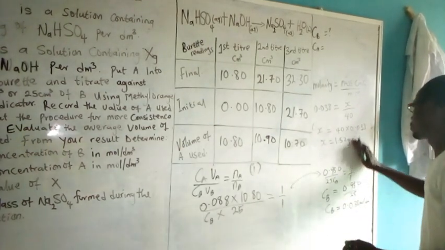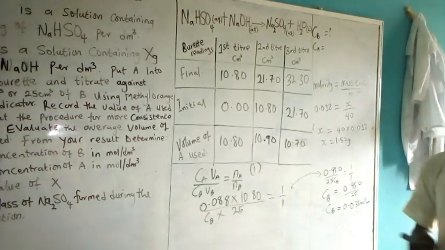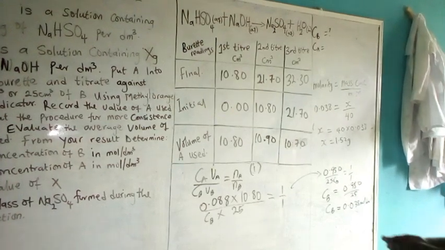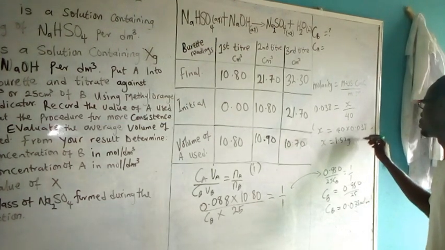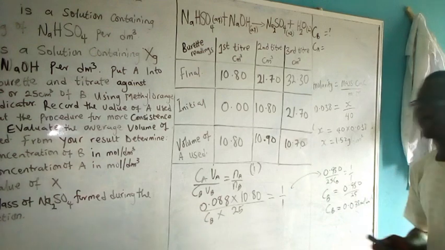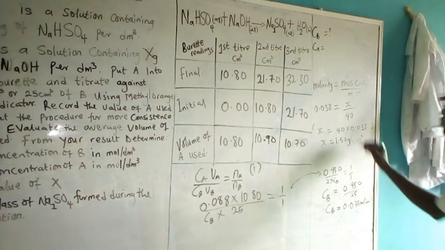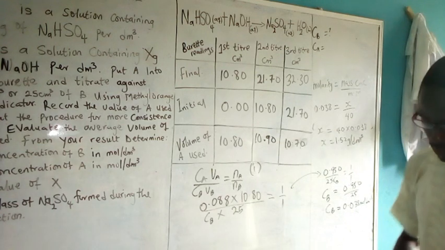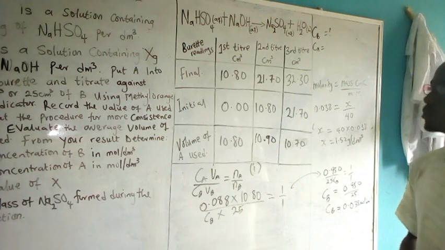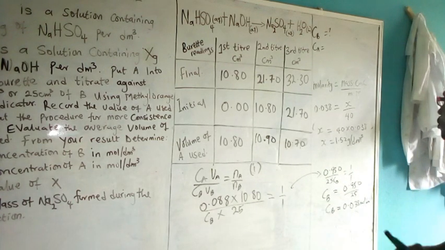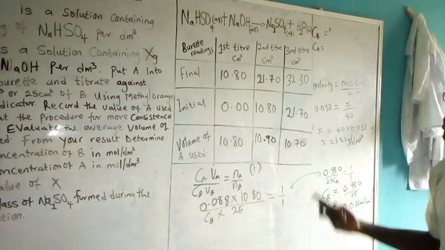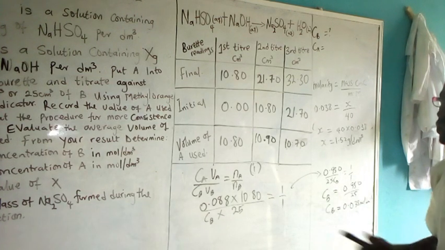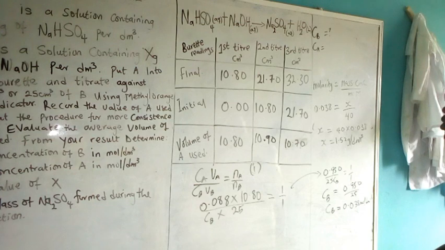So 1.52 gram is enough because we're not told otherwise. Anyway, we can put it as 1.52 gram per dm cube. So far so good, we have gotten the value of x. Now the last question says, what mass of Na2SO4 is formed during the reaction?